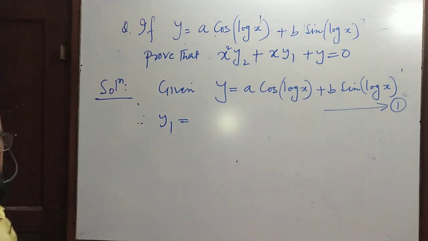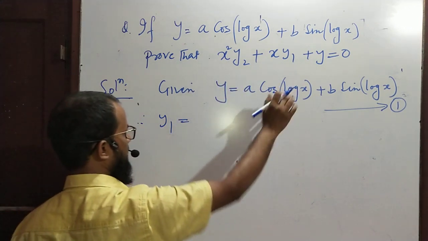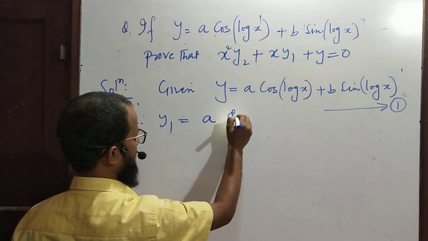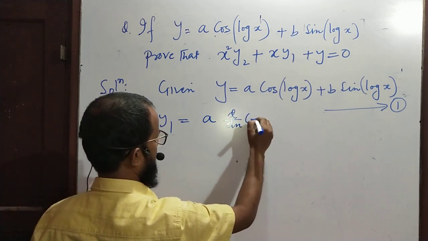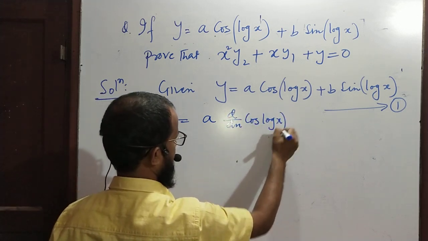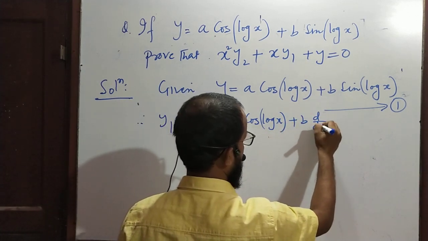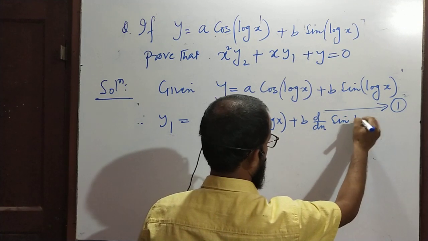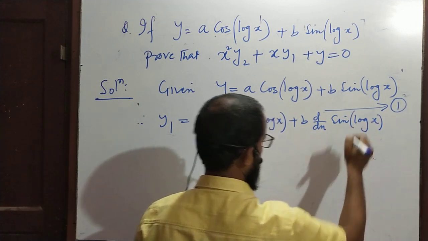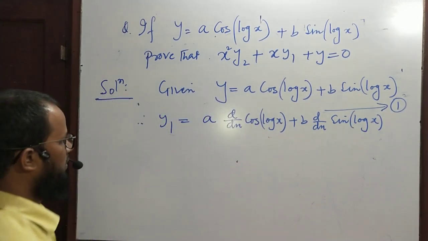y1 means what? d/dx of y. Then I am taking d/dx here, so right inside meaning a into d/dx of cos log x plus b into d/dx of sin log x. a and b are constants, so they will come out from the differentiation.